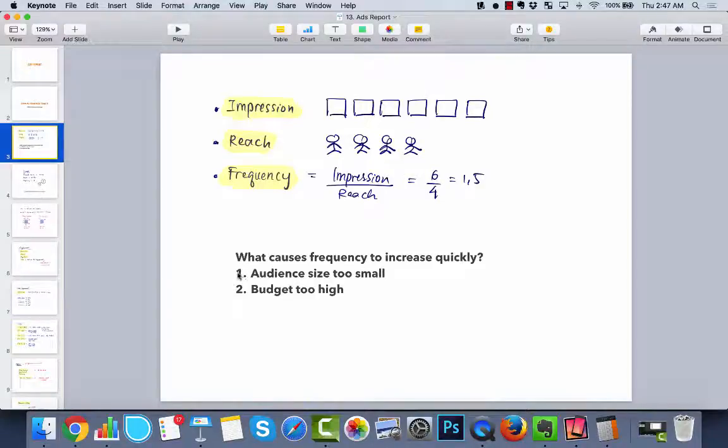So what causes frequency to increase quickly? The first reason is because the audience size is too small. For example, if you target an audience of 5,000 people with a certain budget, the frequency would increase faster compared to if you run the same budget to 50,000 people. Or if your audience is moderate in size but your budget is too high compared to the audience size, so that it reaches your audience quickly.